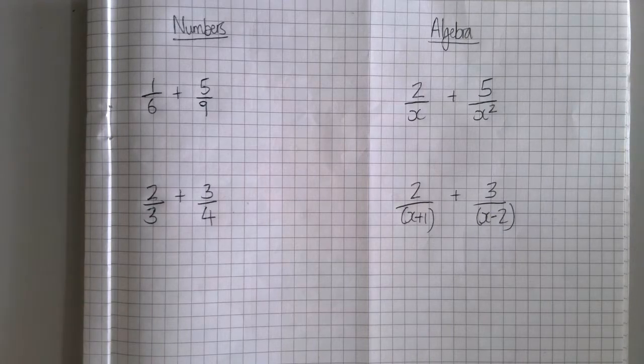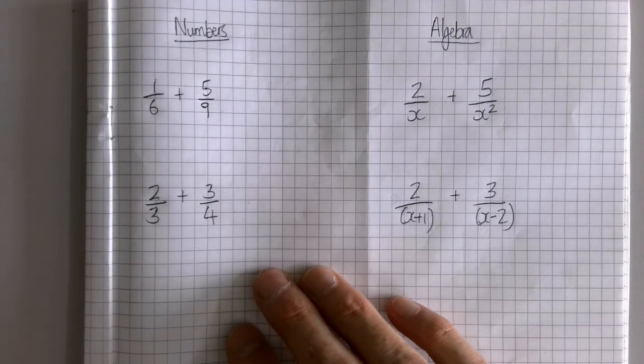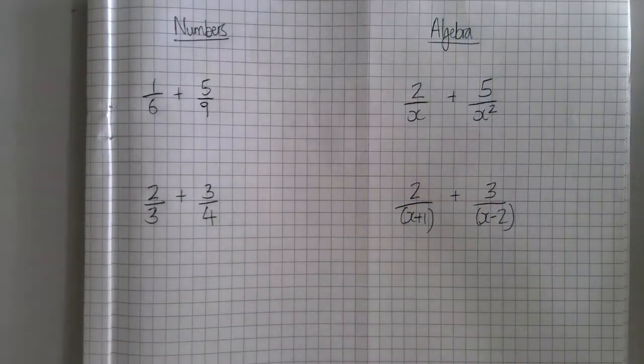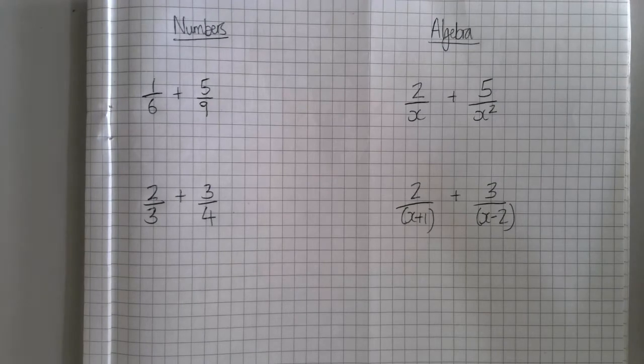We've done simplifying algebraic fractions, we've done multiplying and dividing algebraic fractions. Today we're going to look at adding and subtracting algebraic fractions. I want to start with just talking about numbers. We know, don't we, that when we have to add two fractions, we need a common denominator.